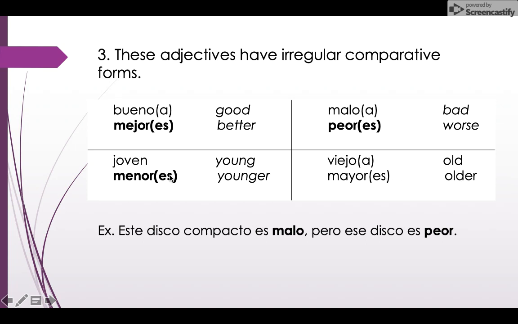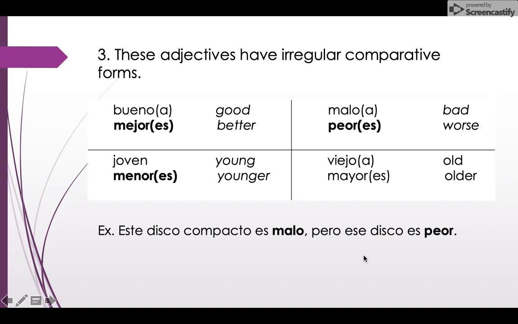Now remember, if you see the ES right here, that means it's plural. Because it ends in a consonant, you add an ES to make this adjective plural. So these are just an exception to the rule. They're not going to follow what normally we have for adjectives as a grammar rule. So here's an example. Este disco compacto es malo, pero ese disco es peor. This CD is bad, but that CD is worse. So you're comparing two things here. One is bad and one is worse. Okay. So like I said, these are exceptions to the rule.